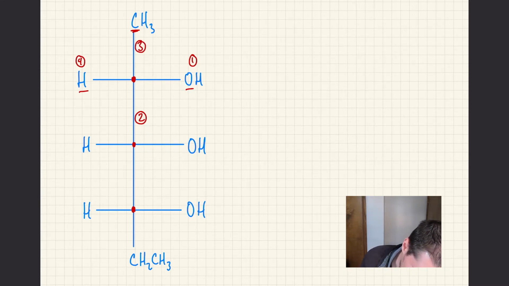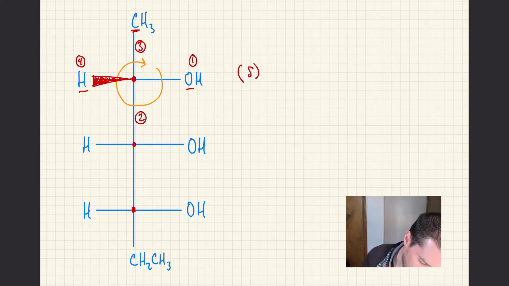So in this case, we're going around like this. 1, 2, 3, but something we have to keep in mind, this hydrogen is actually coming toward us. So even though this is clockwise, I'm going to have to flip it because I know that I need my fourth substituent to be going to the back. So what looks like R initially, when we look at it from the back side, is actually S.